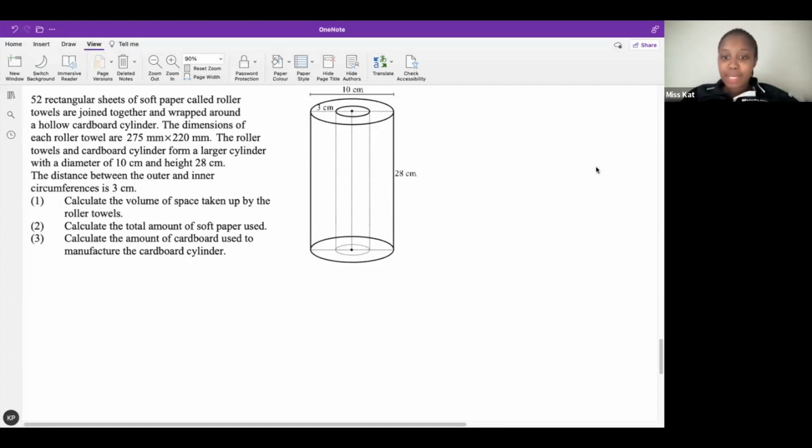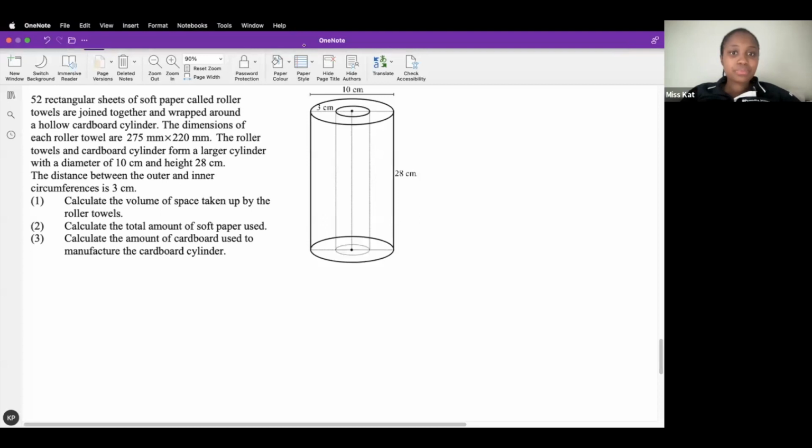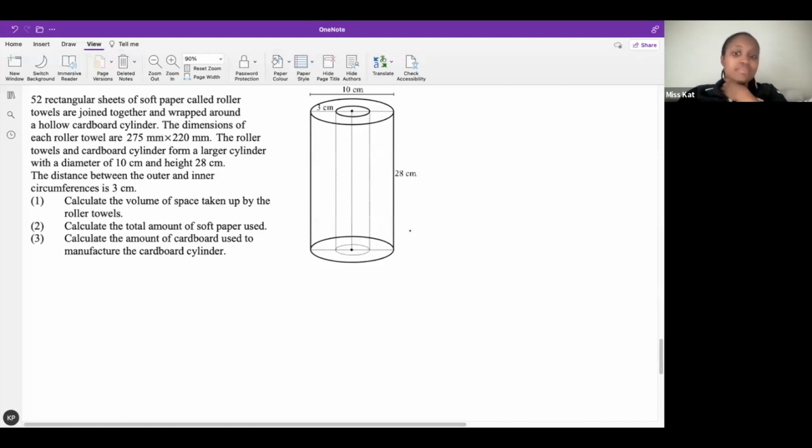Read the information. Okay. Umulimo. Yes, I'm willing to give it a shot, ma'am, because number one says calculate the volume of space taken up by the roller towels, so you need to work out both the volumes and then minus the hole from the toilet paper.